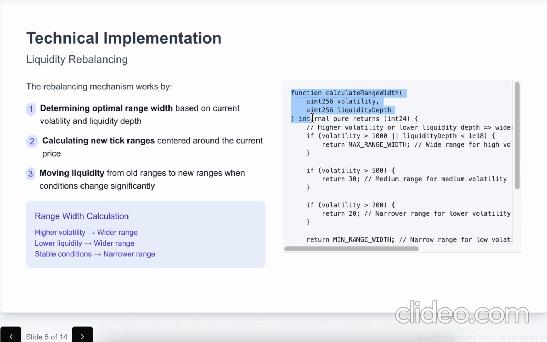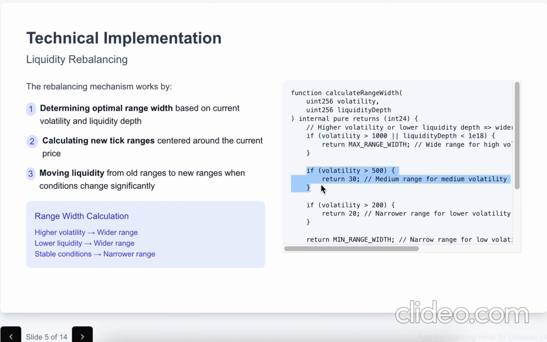The calculateRangeWidth function determines the optimal range width of the price range for a liquidity position based on market conditions. It takes in volatility and liquidity depth and returns the tick range. In situations where volatility is high or liquidity is low, it returns a maximum range width of 60 ticks. This is a defensive strategy to protect liquidity providers during extreme market conditions.